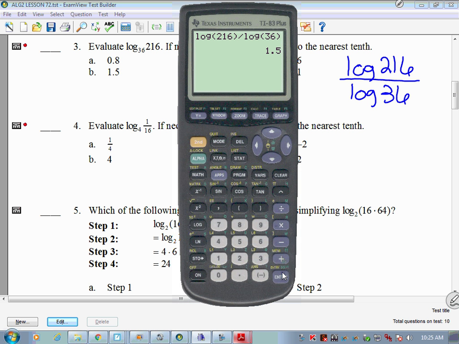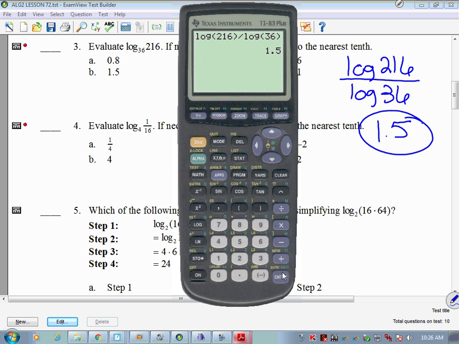Now, you might have a newer calculator that will do this for you. And if you want to know where to find this, you're going to hit the math key and go down until you find something that says log base. Not everybody's calculator will have this. How many of you have a log base when you scroll down in math? 1, 2, 3, 4, 5, just 5 of us.